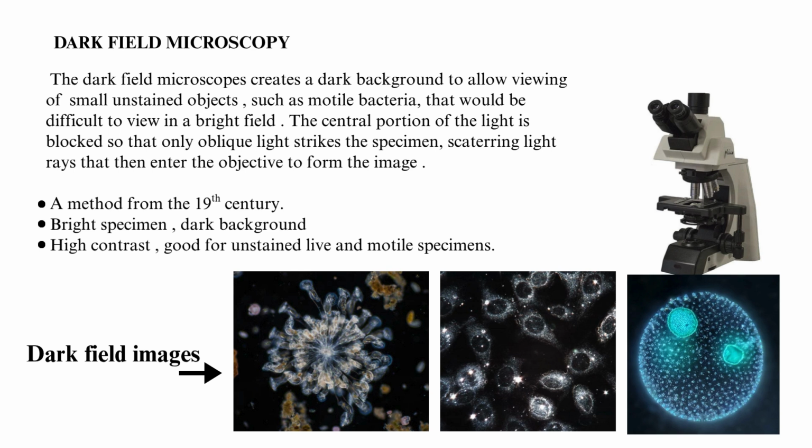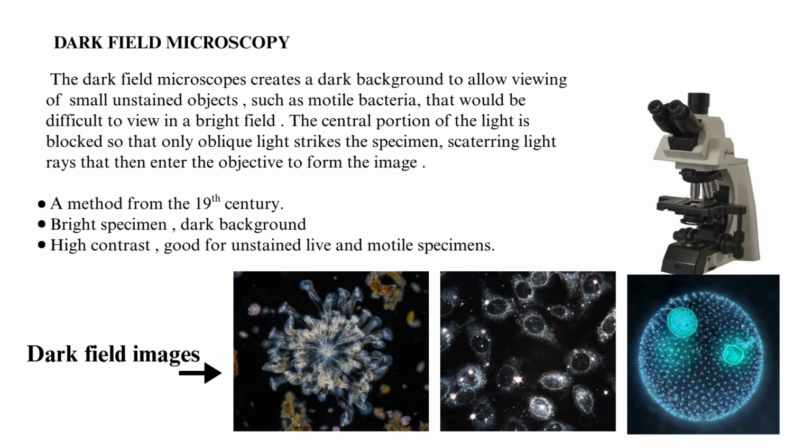After bright field microscopy, we have another type of light microscopy, dark field microscopy. In dark field microscopy, the microscope creates a dark background to allow viewing of small unstained objects. In bright field microscopy, we use stained objects, but in dark field microscopy, we use unstained objects such as motile bacteria that would be difficult to view under a bright field. The central portion of the light is blocked so that only oblique light strikes the specimen, and the scattered light rays then enter the objective to form the image.